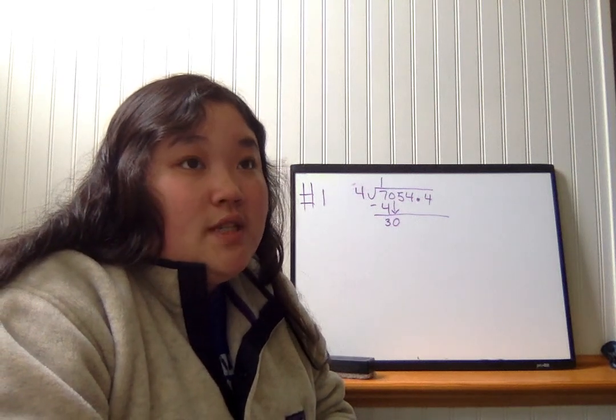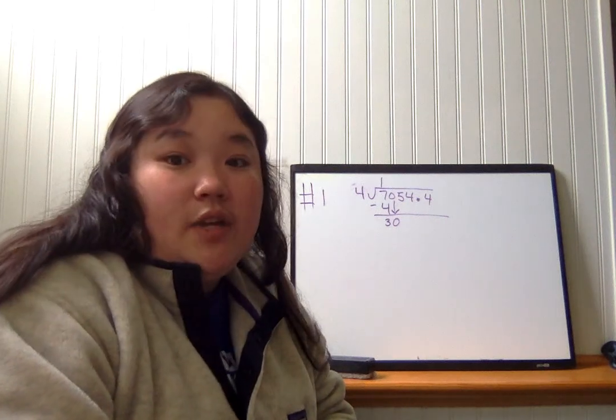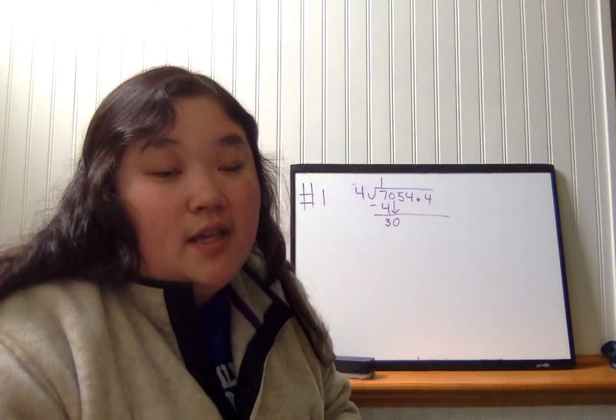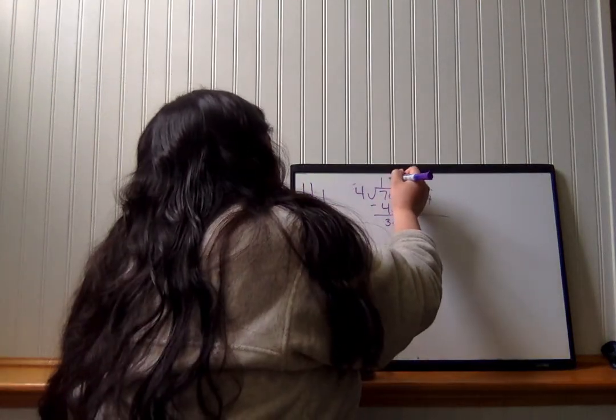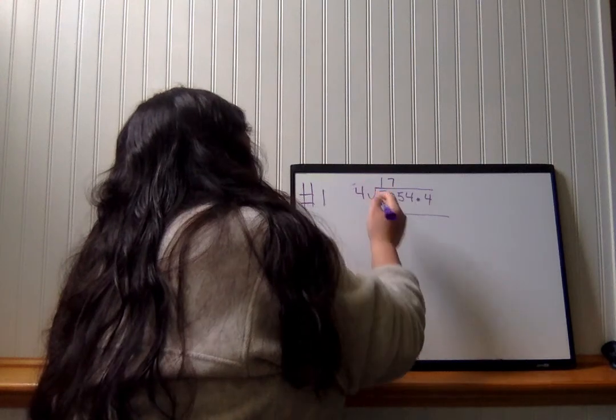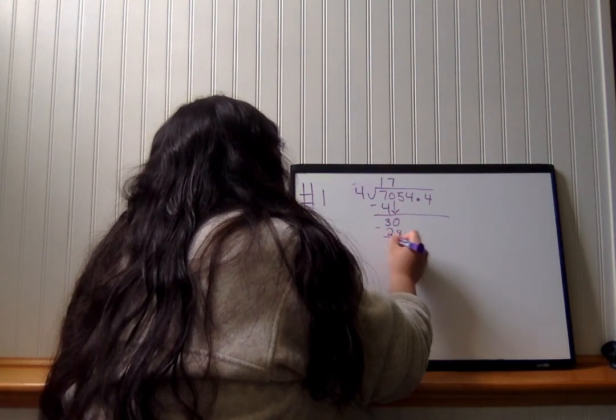So if I do 4 times 7, that's going to give me 28. And that's pretty close to 30, and I don't think that I can get any closer. So I'm going to say that 4 goes into 30 7 times. 7 times 4 is going to give me 28. From here, I need to subtract.